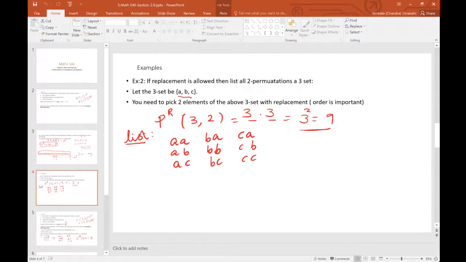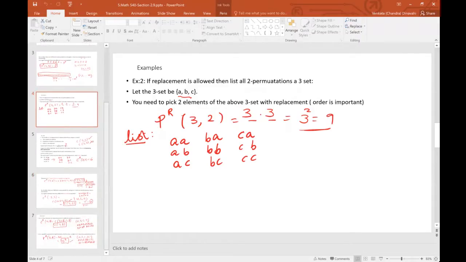Most of the time, I will not be asking about listing all of them because this is a painful process, but I will just ask for the final answer. The answer is 9. How many ways can you do this? So when it comes to permutations with repetition, this is simply a product rule. That's not bad at all. But if you do combinations, the same thing is going to change a little bit.